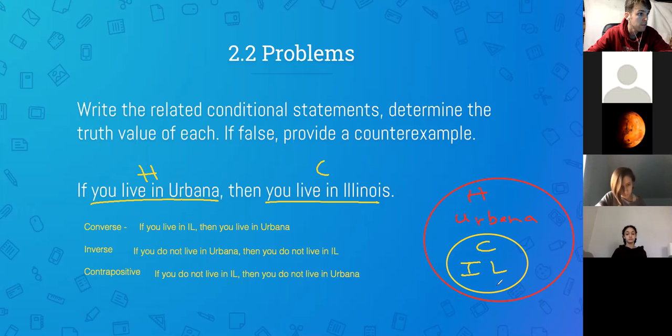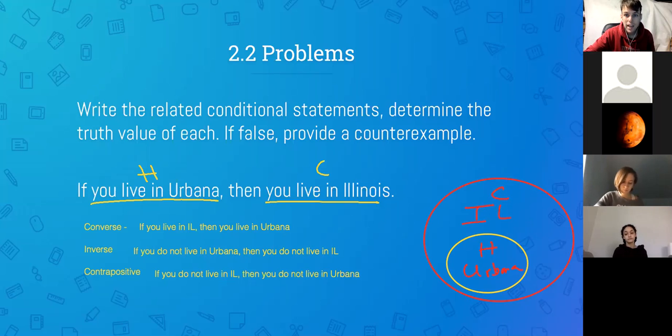Oh, my fault. I switched those two things. I don't know why I did that. Your hypothesis is on the inside, so that you live in Urbana. And your conclusion is on the outside. You live in Illinois. So in this case, hopefully someone in the chat was correcting me with that.